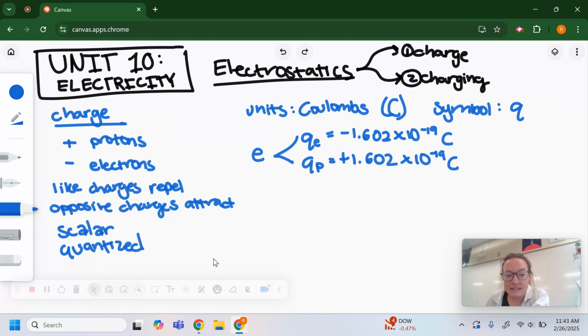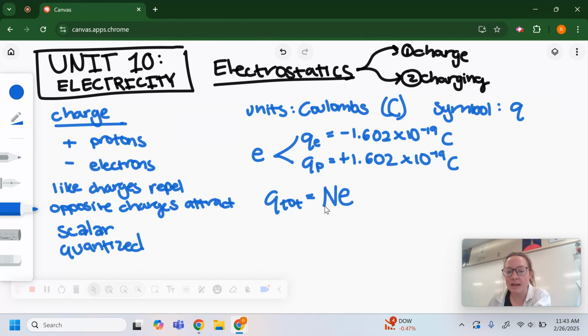This leads us to our quantization equation, which looks like this. We say that the total amount of charge that an object can have is equal to the number of extra electrons, or the number of extra protons, times the charge on one of those extra electrons, or one of those extra protons. Q total equals N e. This is the number of electrons times the charge on one. This should make some sense to you.